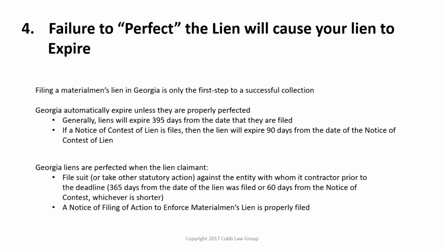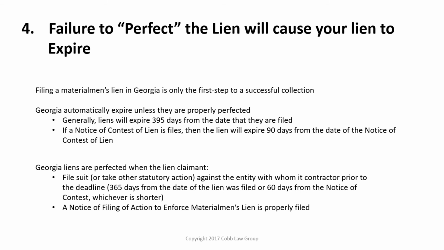But the typical, most common means of perfecting the lien is filing a lawsuit against the entity with whom you contracted. You have to do that before the deadline, and the deadline is a little bit different than the expiration date of the lien. The deadline to file this suit or take this action is 365 days from the date the lien was filed, or 60 days from the date of the notice of contest, whichever is shorter.